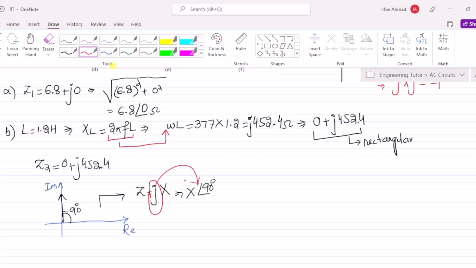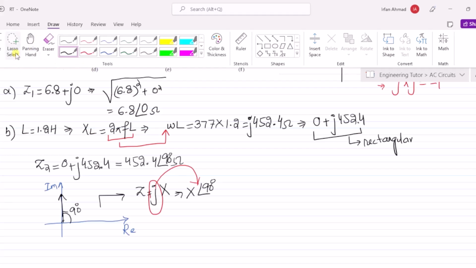The same lies here, because in this question I have only j, so the amplitude will be 452.4, and the angle here will be 90 degrees because this is plus j, and this is in ohm. So that is the answer of my question, where this is in polar form and that is the rectangular form. I hope you have understood what I was talking about.